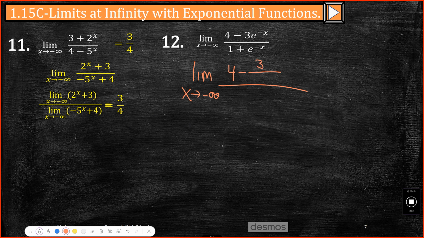Didn't we just do this one? How do we rewrite e to the negative x? Doesn't it go at the bottom of the fraction without the negative? Yes, yes. I'm going to do it this way. That is true. 4 minus 3 over e to the x. That makes sense. And then we're going to go 1 plus what? 1 over what? e to the x. Yes or no?